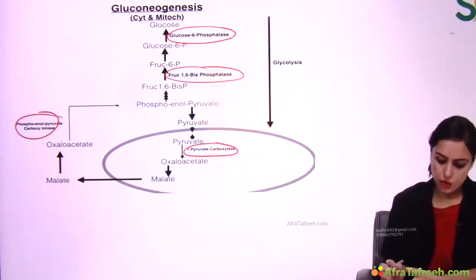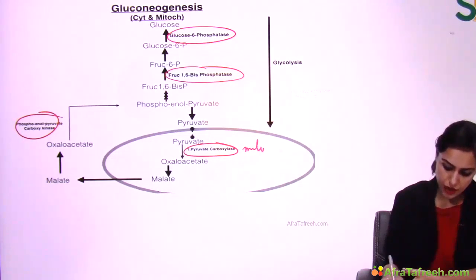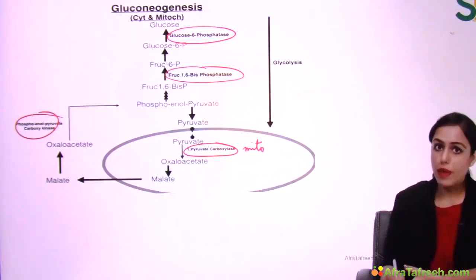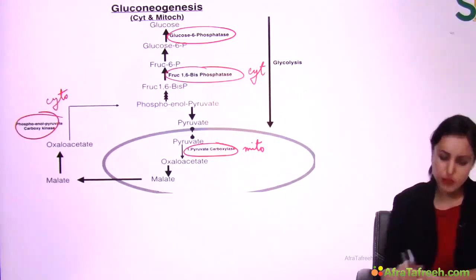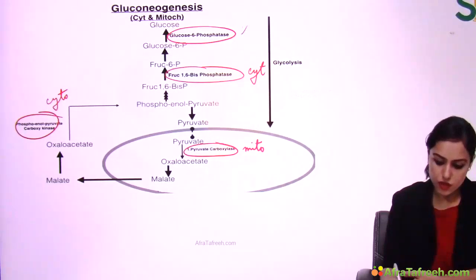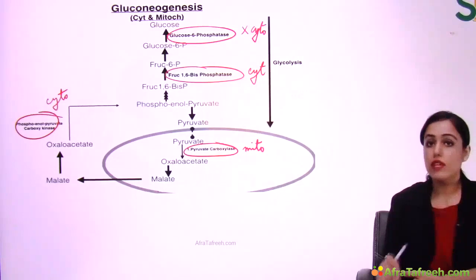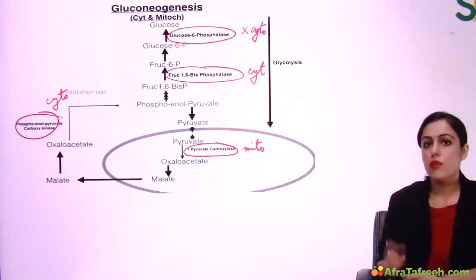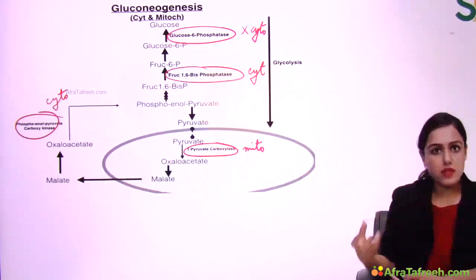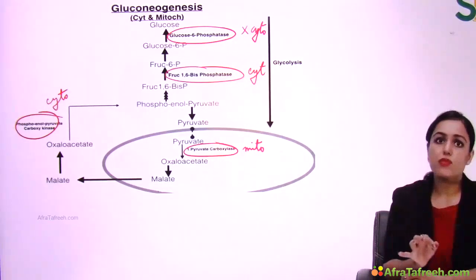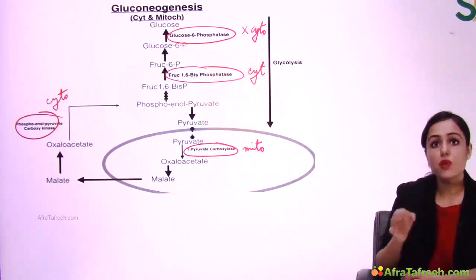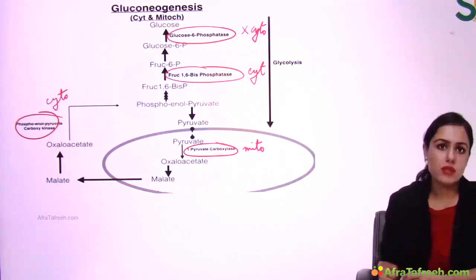Let's see the compartment. Pyruvate carboxylase is very clear, it is present in mitochondria. PEPCK is present in cytoplasm. Fructose 1,6-bisphosphatase is present in cytoplasm. But this last one, glucose 6-phosphatase, is not in cytoplasm. We cannot keep this enzyme in cytoplasm because you know that whenever glucose enters a cell, quickly it is converted to glucose 6-phosphate. If this enzyme is present in cytoplasm, then that glucose 6-phosphate will be broken down by this enzyme.